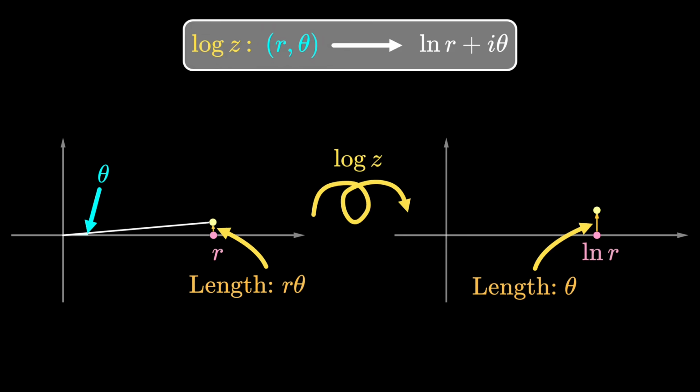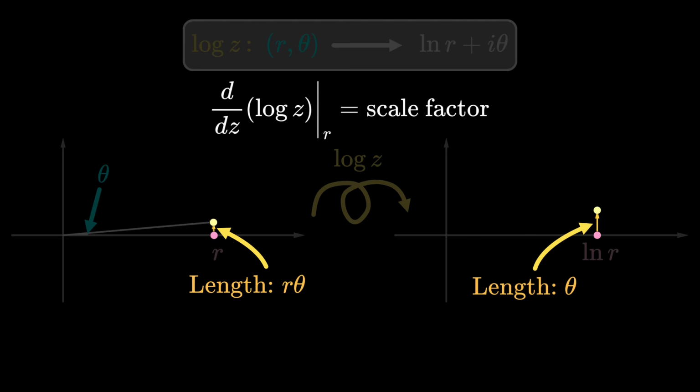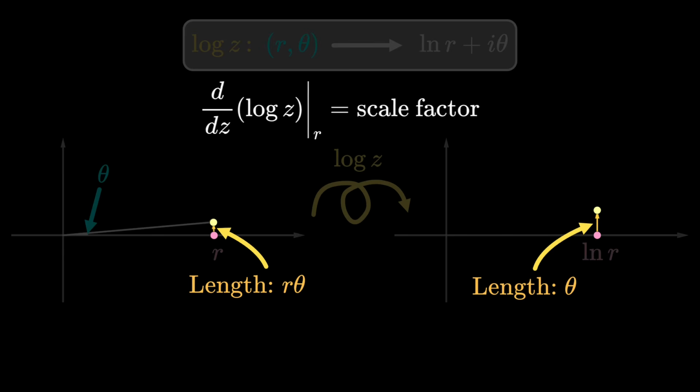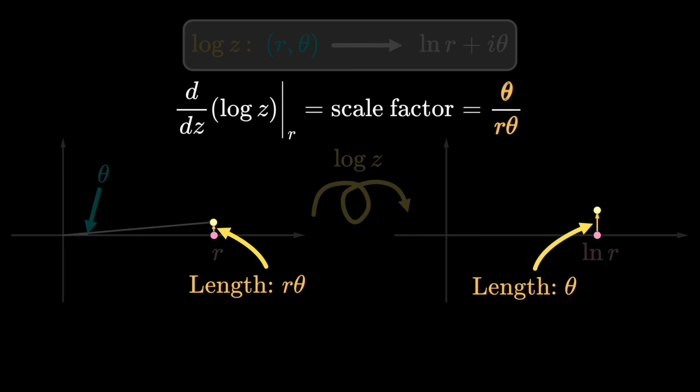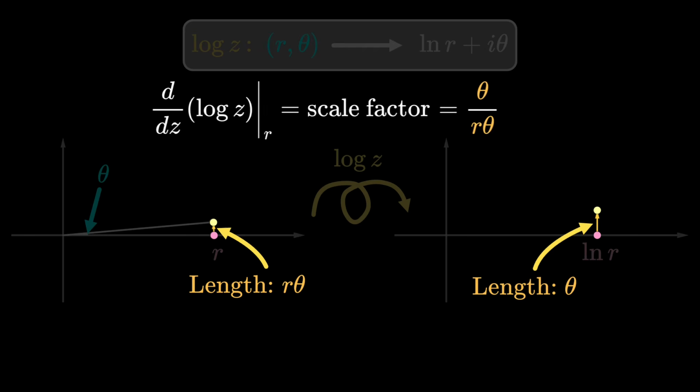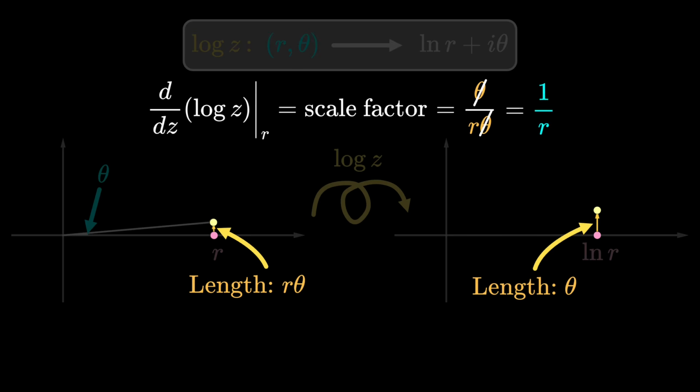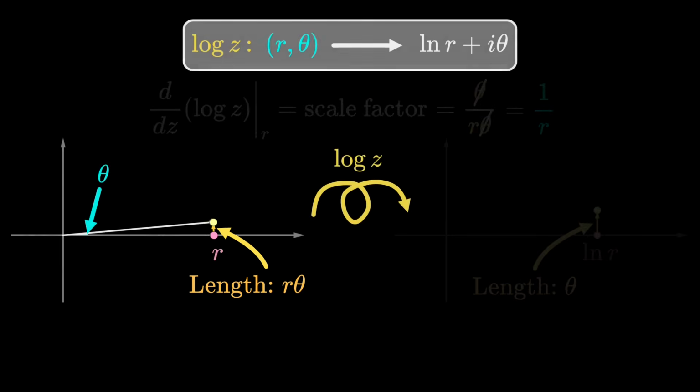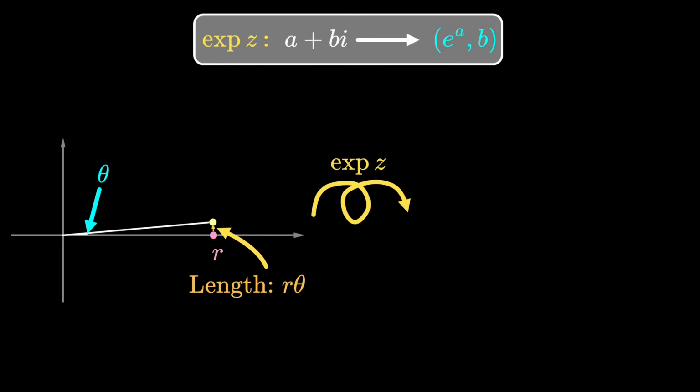Again, the derivative is asking for the scale factor of the displacement after applying log, and in this case, it is the ratio of theta to r theta, since we went from the original displacement of r theta to theta after applying the logarithm. This ratio turns out to be 1 over r, which is exactly the derivative of log that we expect. Just for good measure, let's consider the exponential function as well.